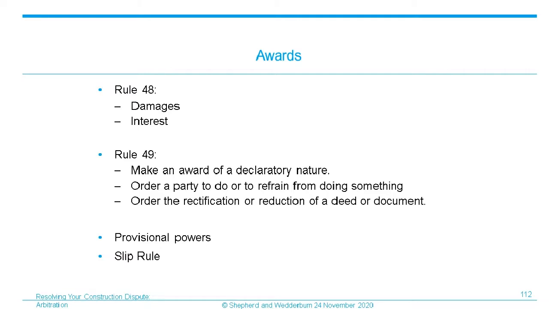The parties may decide amongst themselves that the tribunal is to have certain provisional powers, specifically the power to make a provisional award or to make an order to do or to refrain from doing something on an interim basis. The arbitration rules also contain a slip rule. This allows the tribunal to correct clerical, typographical, or other minor errors in the award. The tribunal may also clarify or remove any ambiguity in the award under this rule.